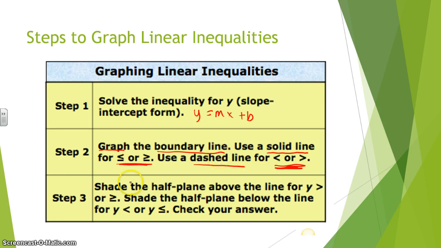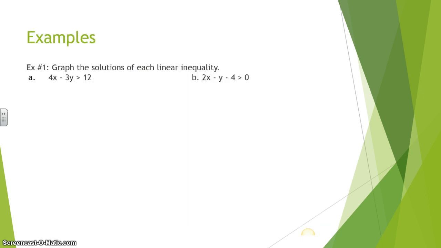And last but not least, when you're graphing linear inequalities, we're going to be shading. You're going to shade above the boundary line for when y is greater than or equal to, and we'll shade below the boundary line for when y is less than or equal to. So let's get into some examples of this so that you can see how this works out.